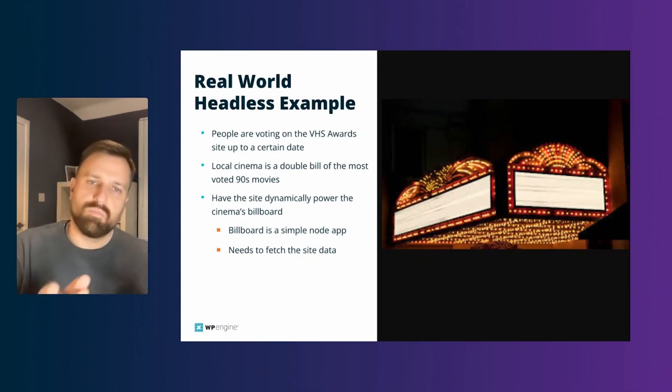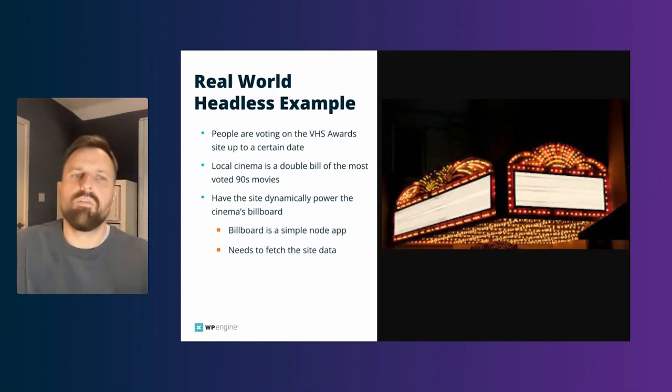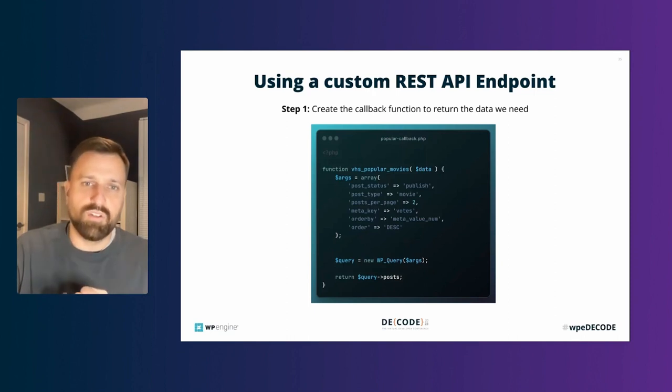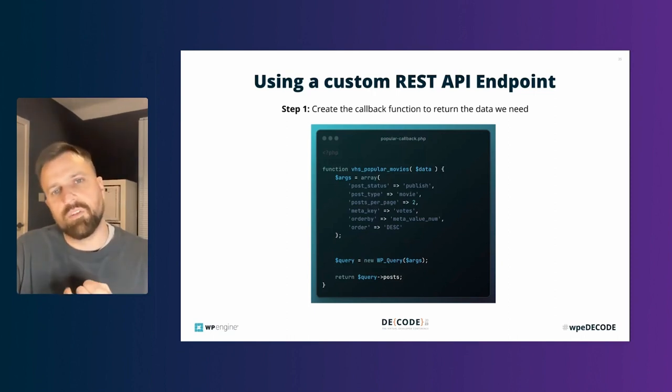So we need to connect to our WordPress site. For example, the billboard is a simple node app. We need to fetch the data from the VHS site. So let's have a quick look at how we might do that with a custom REST API endpoint. And as I said before, we've got GraphQL support. It can be done both ways, but this is probably a simpler example to show. First off, we'll create a function that gets the data that we need. Going through this, it's a WP query that is saying, I want movies, or post types of type movie.